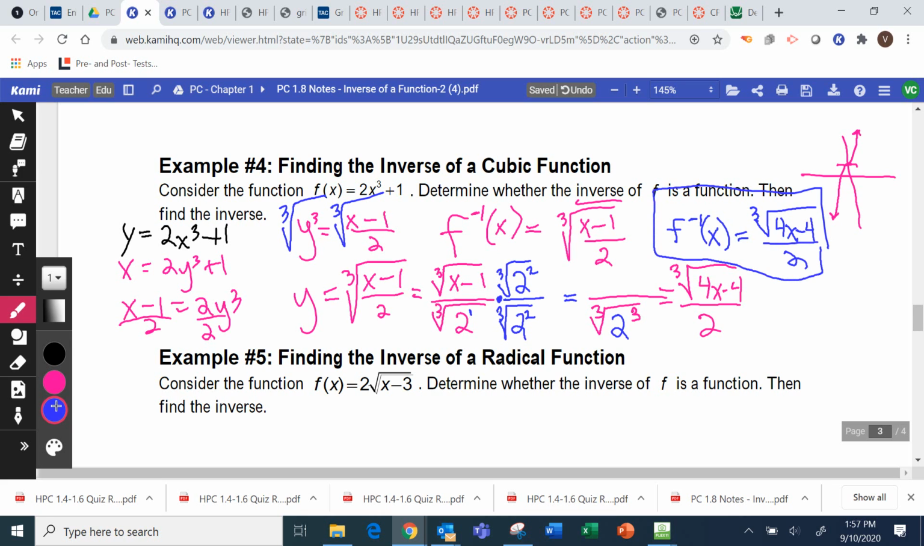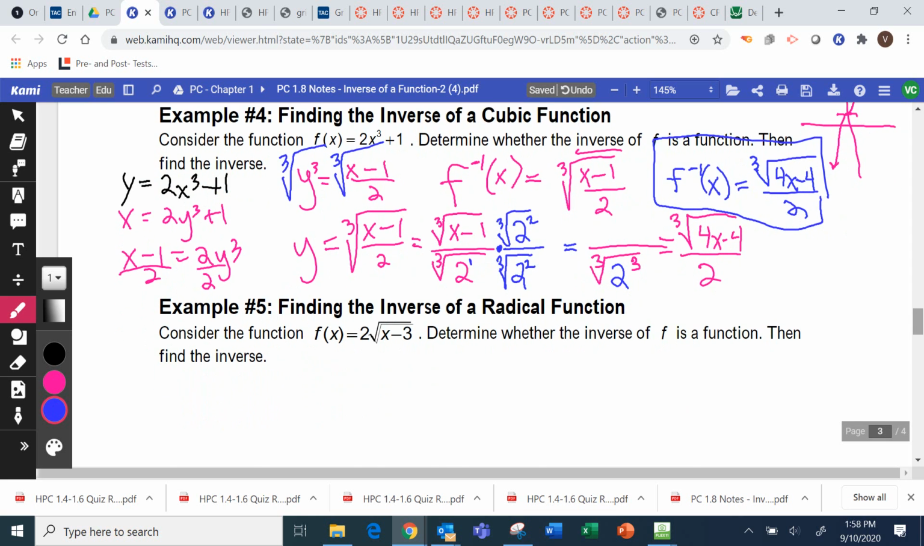Might be the hardest part about this is just remembering rules from Algebra 2. And if you need some help, that's why I'm here, so I can help review those with you. But I'm not going to teach them from scratch because this is not Algebra 2.